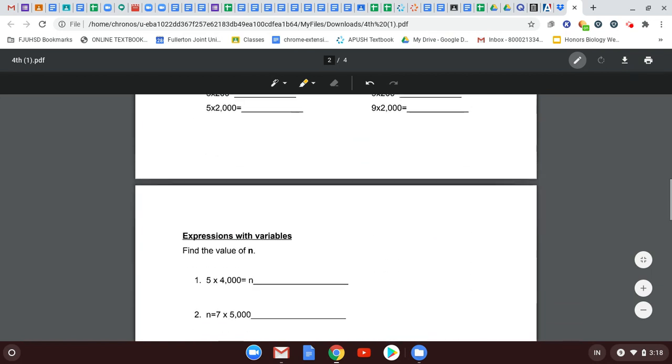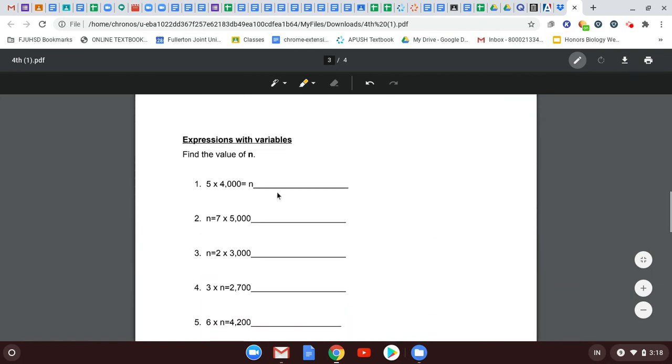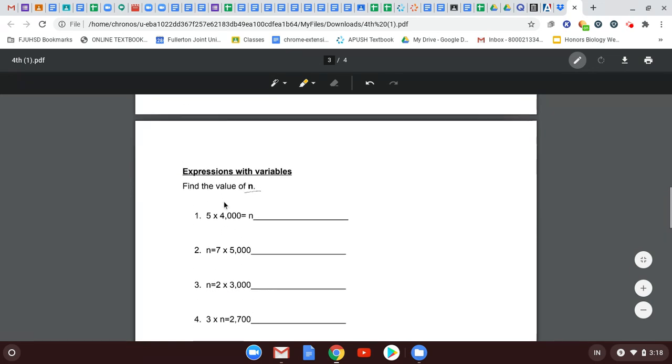Let's go to find the value of n. So first we need to get n by itself. Okay. So for this problem, n is already by itself. 5, so you just need to multiply it out. So 5 times 4000 is 20,000.